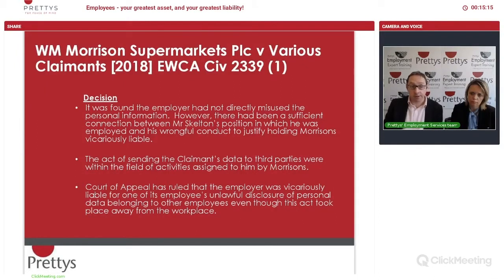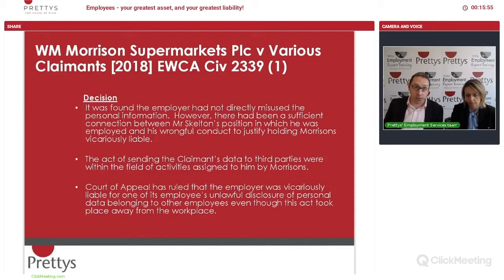They also focused on the fact that there was a strong connection between Mr. Skelton and the act he had been able to commit, because Morrison's had given him the data which needed to be disclosed, and also that actually disseminating the data, perhaps not in this way, but certainly passing on that data, was something within Mr. Skelton's field of activities that was actually assigned to him by Morrison's. They said there was this very, very close connection between Morrison's and Mr. Skelton and what Mr. Skelton did, which meant that Morrison should be vicariously liable.